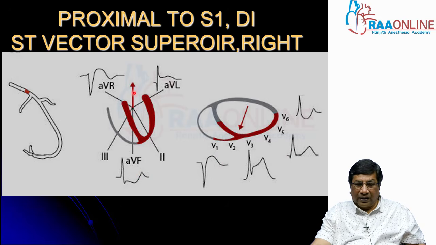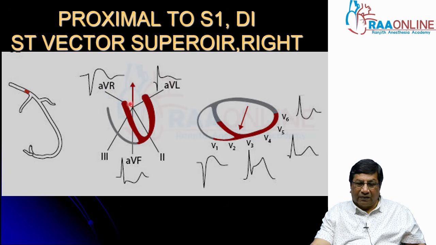So they are not only directed upwards. Between these two, the basal septal region and the high lateral left region, the basal septum is going to be more involved than the high left lateral wall. Because of that, the injury vector not only travels upwards, it also travels towards the right side.